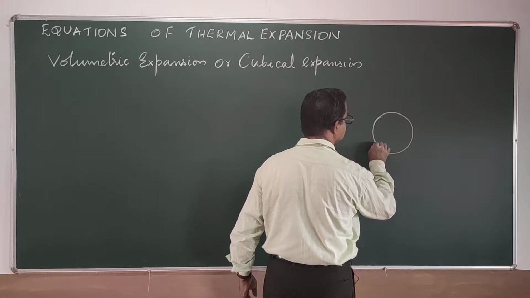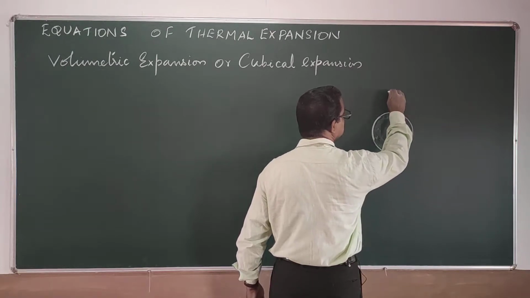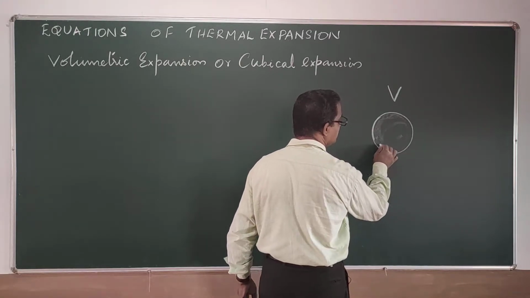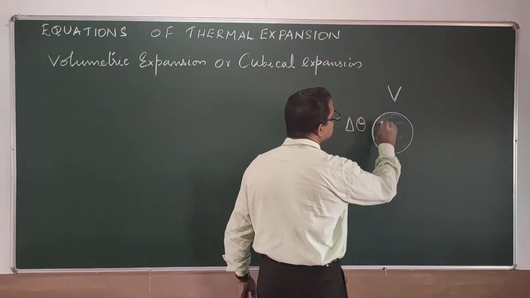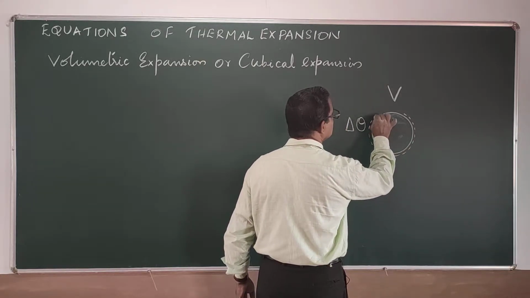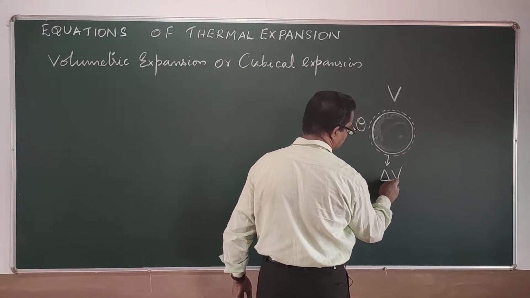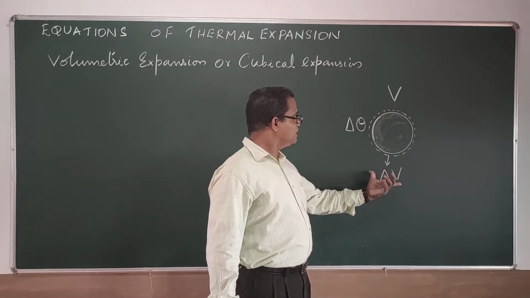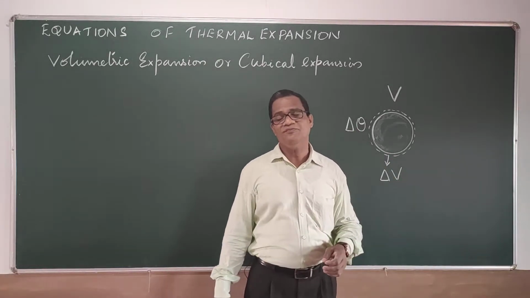For example, if I take a sphere of initial volume V and by heating it through a temperature delta theta, its volume altogether is found to be increasing. Volume altogether increases through delta V. So V is the initial volume or original volume. Delta V is the increase in volume obtained by an increase in temperature of delta theta.